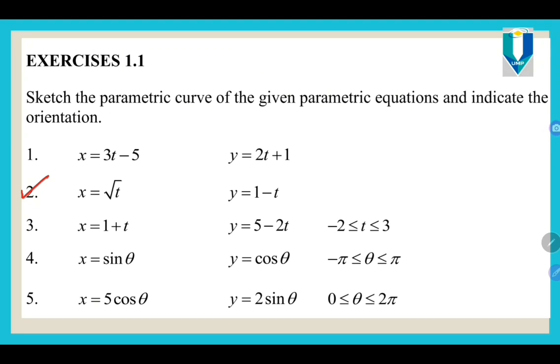For exercise 1.1, I would like you to do this problem. The first part of this exercise is to sketch the parametric curve for the given parametric equation and indicate the orientation. So please remember the orientation is the direction of this curve as t increases. In class, I will show you how to do number 2. Remember, we have two methods: we can plot the points, or we can eliminate the parameter t.